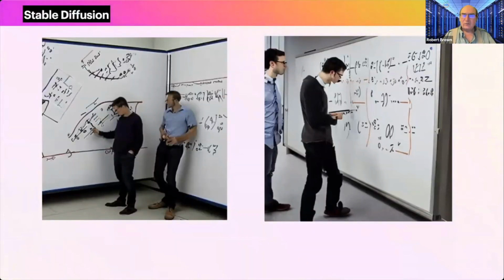Here's one from Stable Diffusion. Same complaints. The guy on the right-hand side seems to have something very odd going on with his neck. And of course, as before, the equations are pretty much gibberish, although a little bit better laid out than the one in DALL-E, I would say.